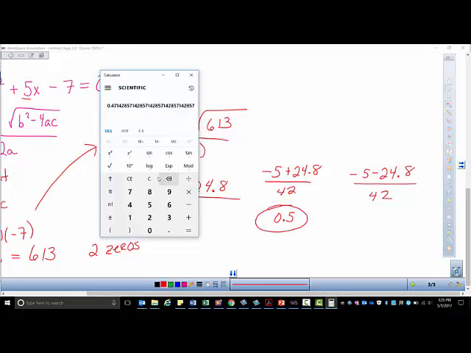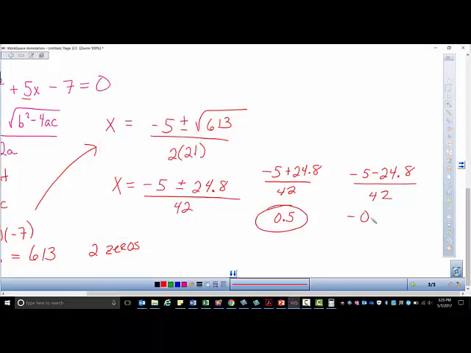And my next answer, we'll delete everything, clear. I'm going to get negative 5 minus 24.8 equals divided by 42, which is negative 0.7. So negative 0.7. Those are my two answers. Now they would not have been fun to graph, but those are my two answers.